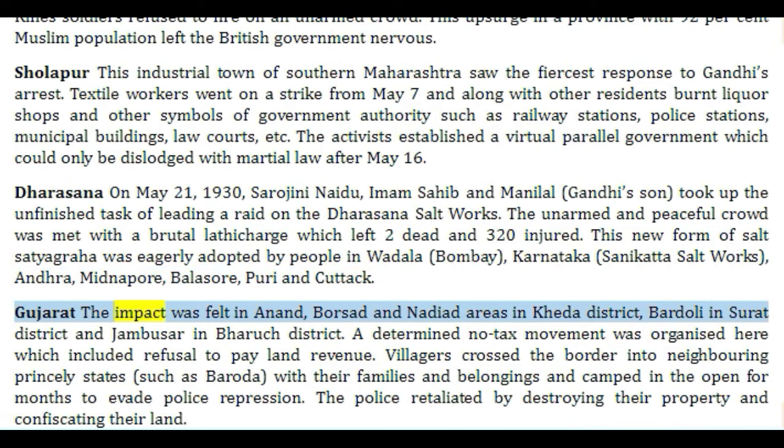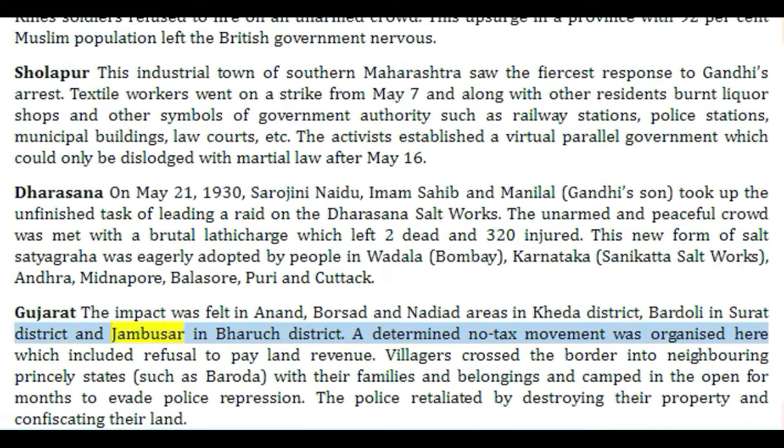In Gujarat, the impact was felt in Anand, Borsad and Nadiad areas in Kheda district, Bardoli in Surat district and Jambusar in Bharuch district. A determined no tax movement was organized here which included refusal to pay land revenue. Villagers crossed the border into neighboring princely states such as Baroda with their families and belongings and camped in the open for months to evade police repression. The police retaliated by destroying their property and confiscating their land.